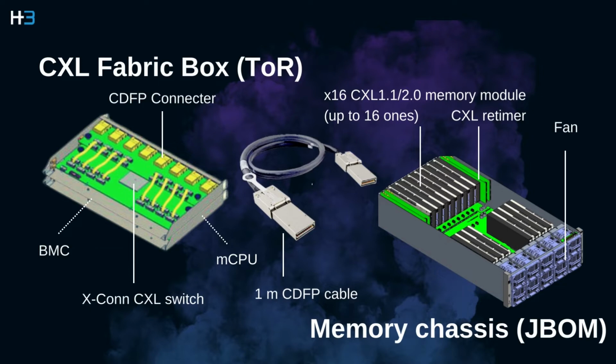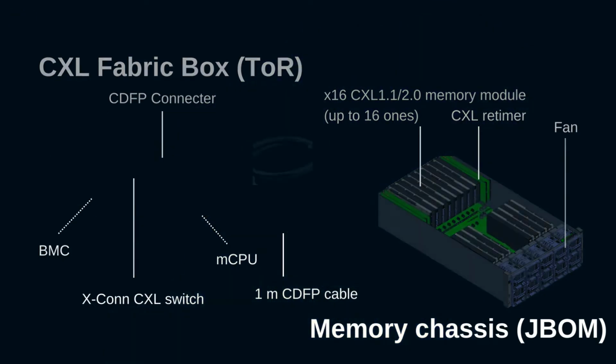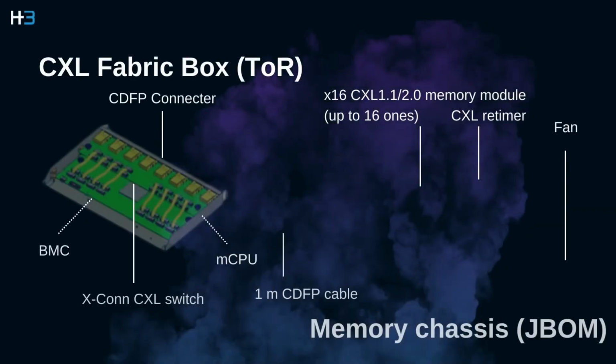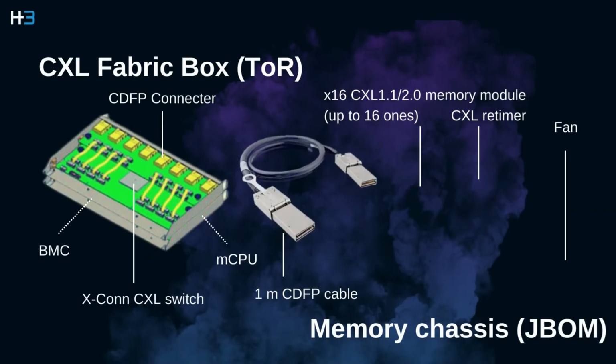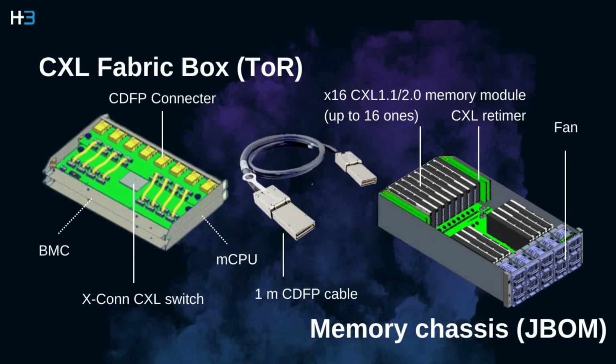As you can see, the Fabric box has the XCON CXL switch in it. There are 8 CDFP connectors in a row, so there are a total of 16 CDFP connectors in 2 rows. The CDFP cable is up to 1 meter. The memory chassis is similar to a GPU expansion chassis. Each slot is connected to 1 CDFP connector.